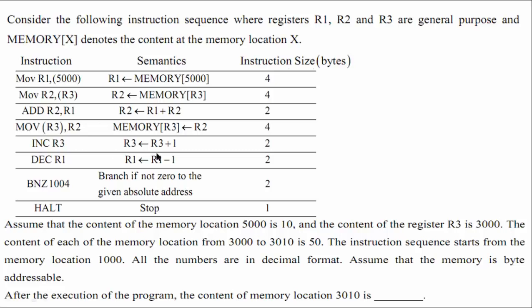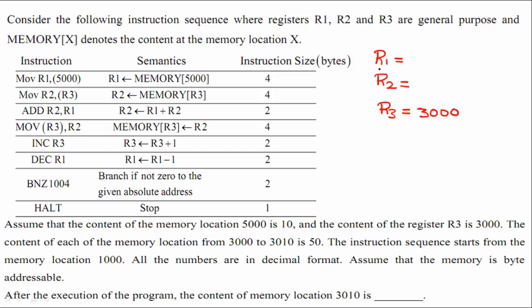Now let us have a look at the registers R1, R2 and R3 initially. The values we need to find out. R1 value hasn't been given in the program and R2 is also not initialized, but R3 has been initialized. What is the value of R3? The value of R3 as given in the question is equal to 3000. But R1 and R2 are not initialized at all.